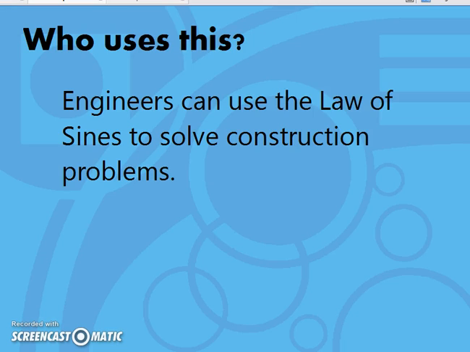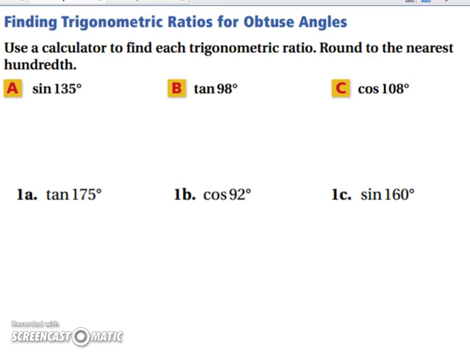Before we start, why don't we practice putting some of these larger numbers into our calculator? So, use a calculator to find each trigonometric ratio. Round to the nearest hundredth. So take a moment and insert each of these into your calculator and see what you get. Now that you've had a moment to insert each of these into your calculator, see if these are the answers you got. So the sine of 135 is 0.71.